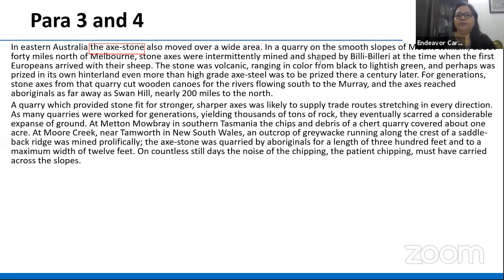So you are talking about 40 miles north of Melbourne. You had this Mount William. Stone axes were intermittently mined and shaped there. When the first Europeans arrived with their sheep, the stone was volcanic, etc., etc. The stone is described, doesn't matter. But you find that for generations, stone axes from that quarry, you know what's a quarry, right? A quarry is a mine that provides for rocks. Stone is mined from the quarries. Stone is removed from there. So stone axes from the quarry cut wooden canoes for the rivers.